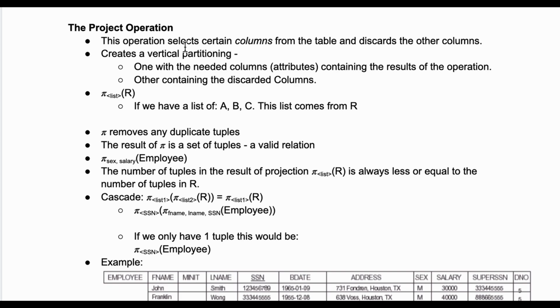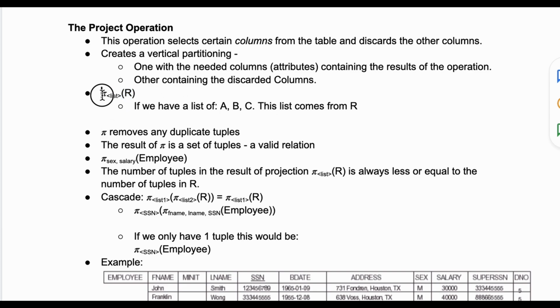It's going to create a vertical partitioning, one with the needed columns, attributes, containing the result of the operation, the other containing the discarded columns. So this is how it's going to look. We are basically going to have a pi symbol out front, then our list, and then our relation, or the entity. If we have a list of A, B, and C, this list is going to come from our R.